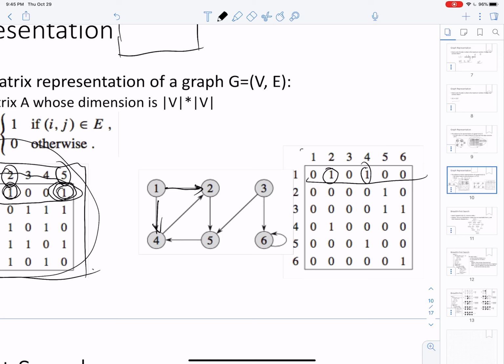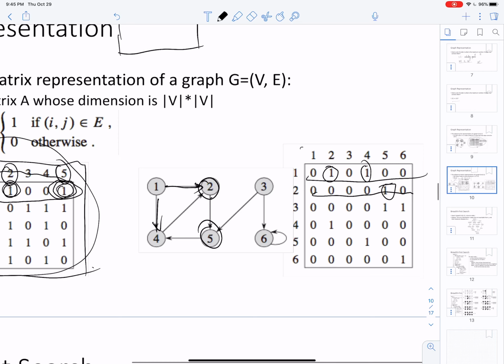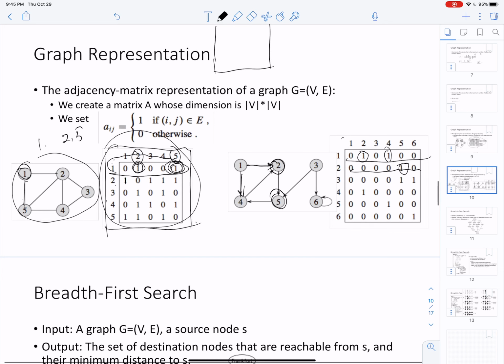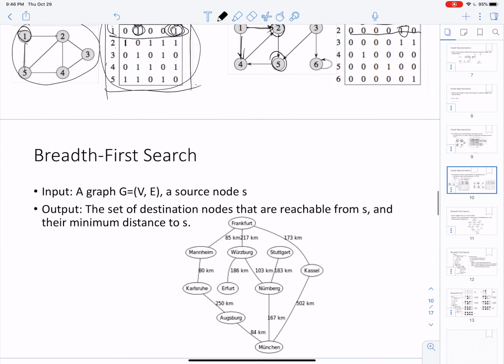From node 2, let's look at which node we can go to. The only node that we can go to directly from node 2 is 5. So in the second row, only the cell whose index is 5 has a value 1. All the other cells have 0 because there is no direct edge that goes from 2 to any other node in the graph. This is the adjacency matrix representation, and it is relatively easy to create. You are basically just creating a two-dimensional array.